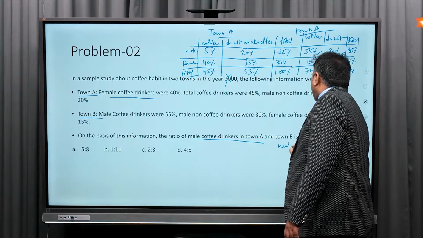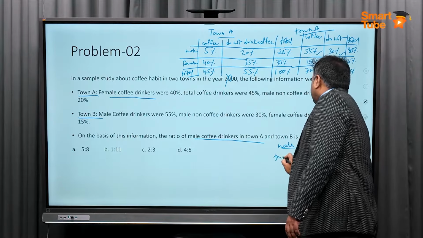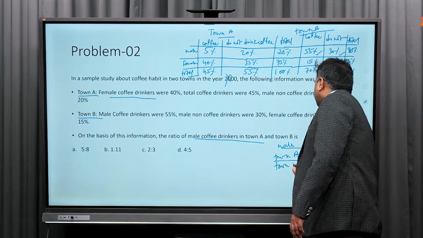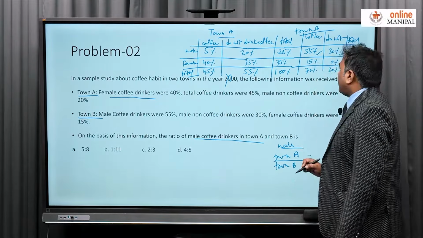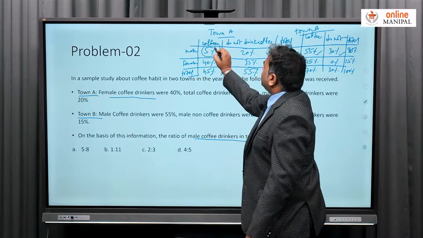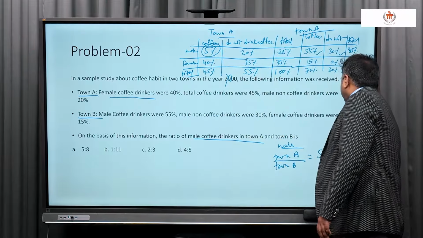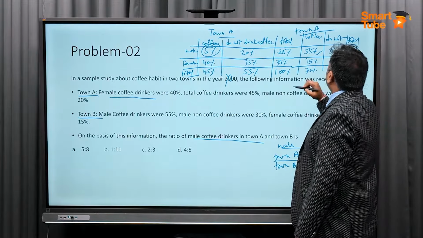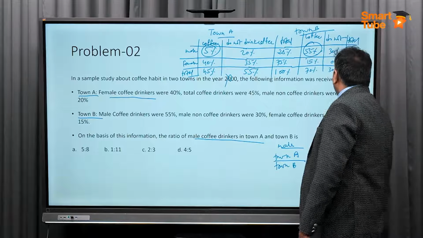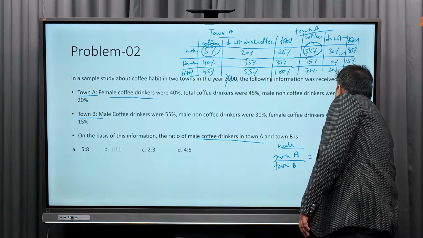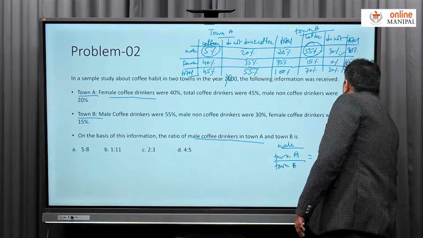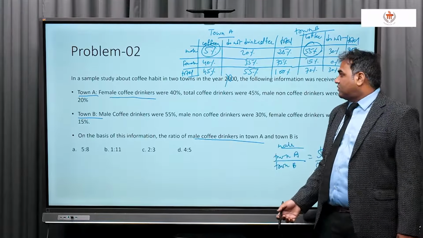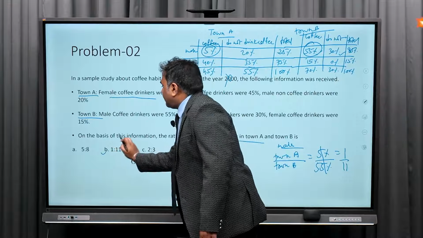So male coffee drinker, they are asking in town A by town B. I hope everyone understands what a ratio is. Town A, male coffee drinker is 5%, divided by town B, male coffee drinker is 55%. If you solve, you know the table of 5, 11 5s is 55. So the ratio would be 1:11.